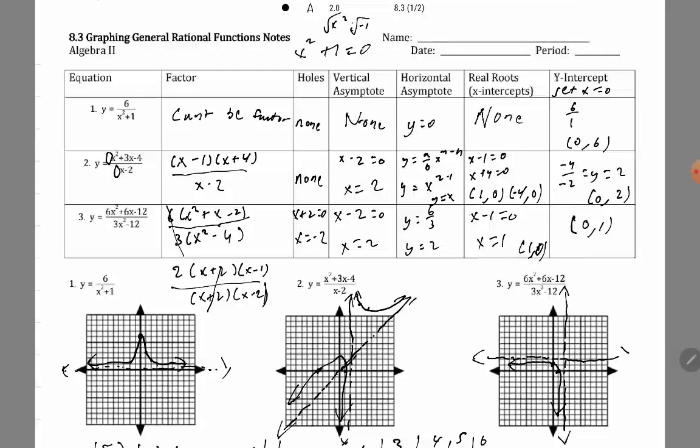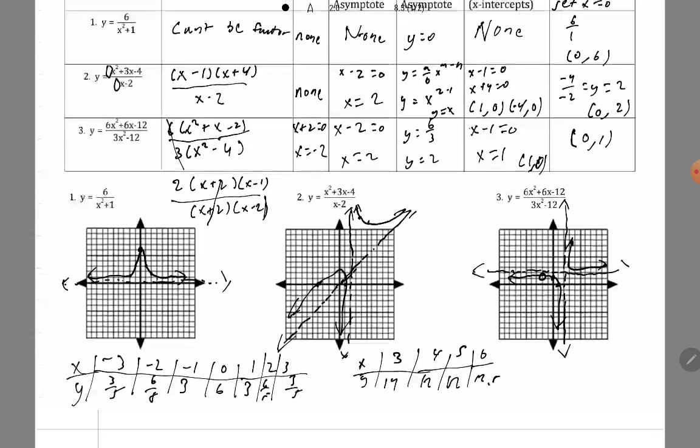Oh yes, we have a hole at negative 2. So all we do is look at our graph and then draw a circle. That represents our hole. It means nothing exists there. It's just like a break in the line. And then this top one kind of looks similar to this. You just punch in numbers.